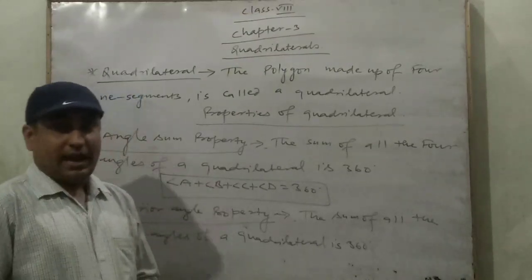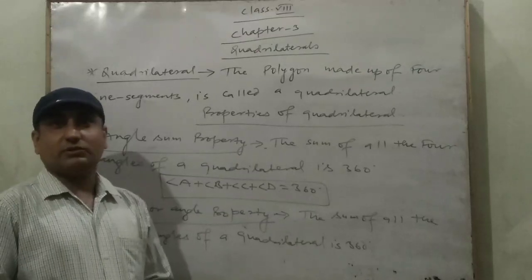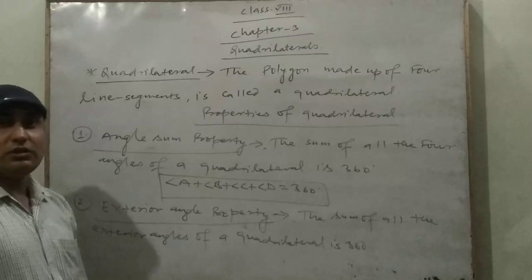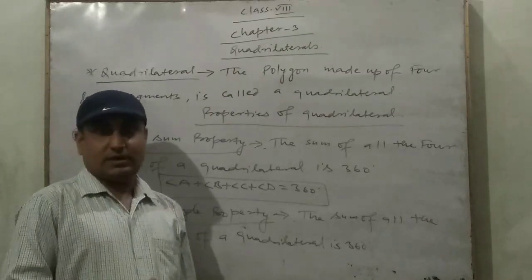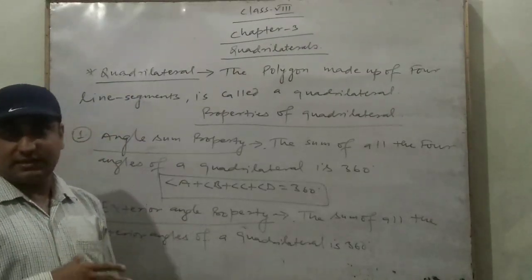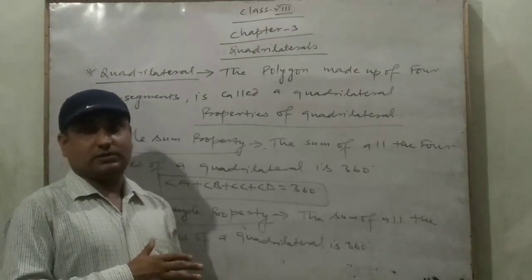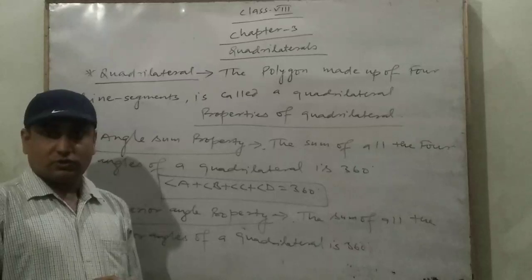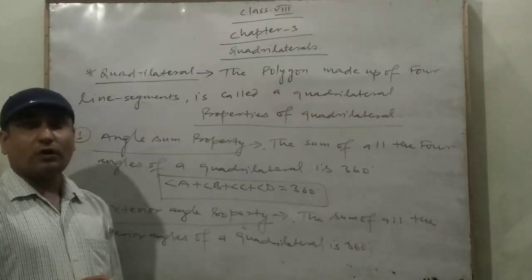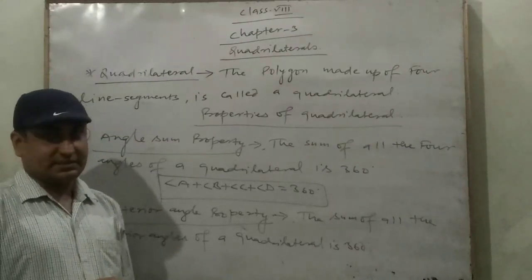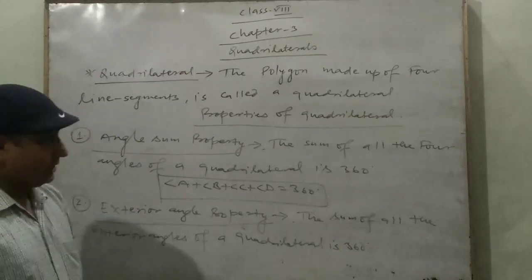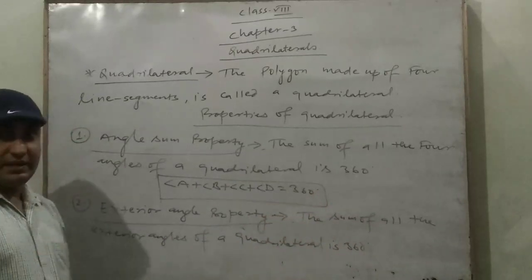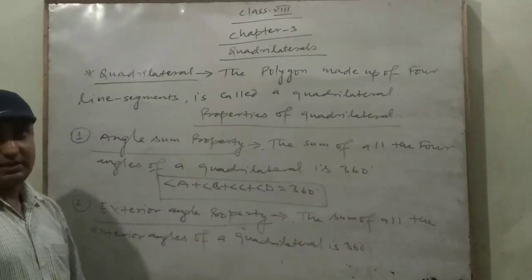Now the exterior angle property: the sum of all the 4 exterior angles. And you know there are 4 interior angles, so a quadrilateral has 4 exterior angles also. The sum of all the 4 exterior angles is 360 degree. So there are 4 interior angles whose sum is 360 degree, and 4 exterior angles whose sum is 360 degree. Let's begin the next topic.